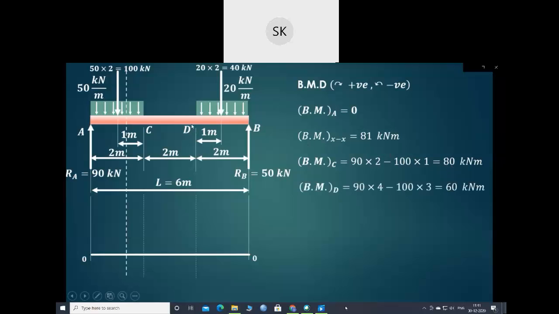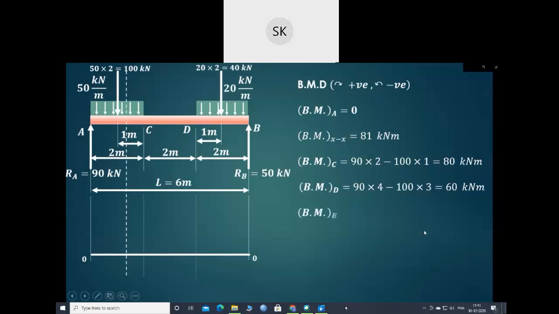Now bending moment at point D, again consider all the forces which are acting on the left hand side of A. So this is 90, and from A to D the perpendicular distance is 4, so it is 90 into 4. This 100 kilonewton will produce anti-clockwise moment about point D, so it is 100 into 1 plus 2, that is 3. So this 100 kilonewton from this point up to point D, the perpendicular distance is 1 plus 2, that is 3, so it is 60 kilonewton meter.